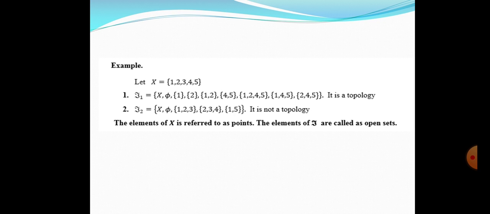Next, check the next two properties. Okay, so it is a topology. Next, the second example is tau 2 equal to X, empty set, {1, 2, 3}, {2, 3, 4} and {1, 5}. Is it a topology? The first property is satisfied.